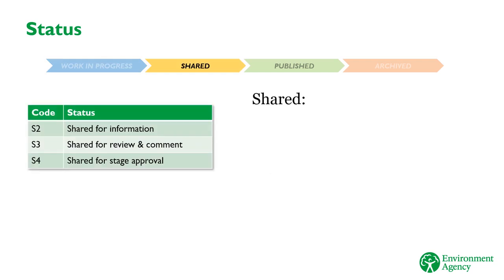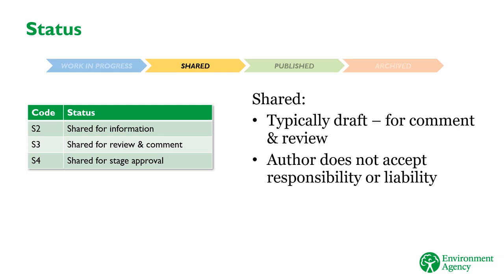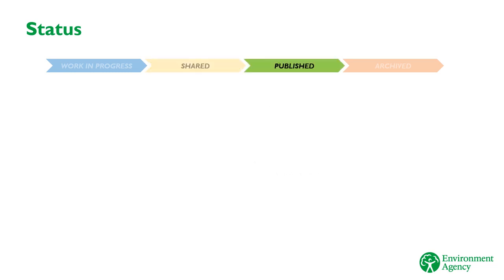The next status is shared. This status is equivalent to draft. The author doesn't take full responsibility for the data or information being used, but they want to share it with others prior to releasing the final version. This is typically used when a supplier wants to share a draft version of something with the EA for information or for a client review. The 2 status codes used for shared in the EA allow for this and identify why an information supplier has issued the document. Information and data that is shared is unverified and unvalidated, which means that it can't be trusted and shouldn't be relied on.